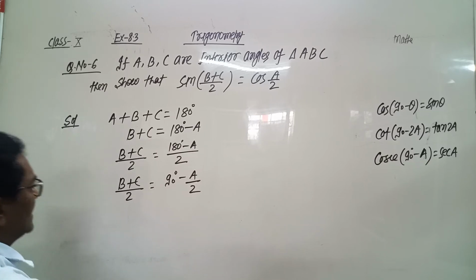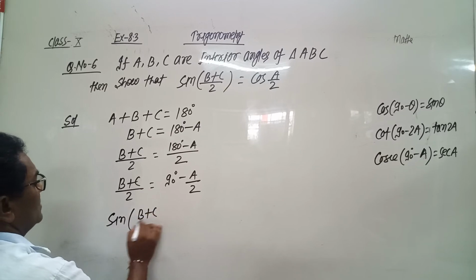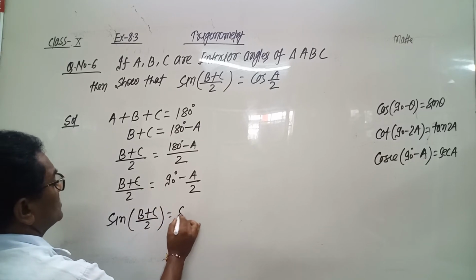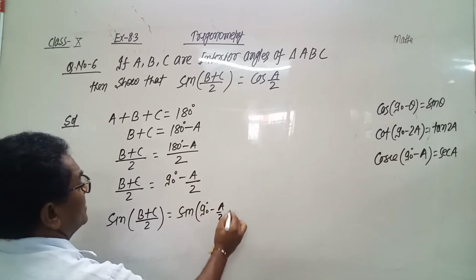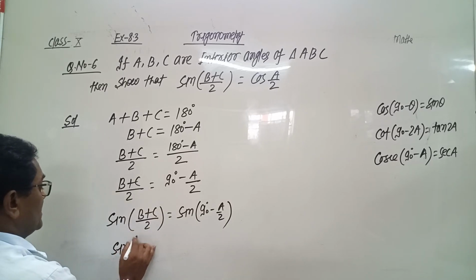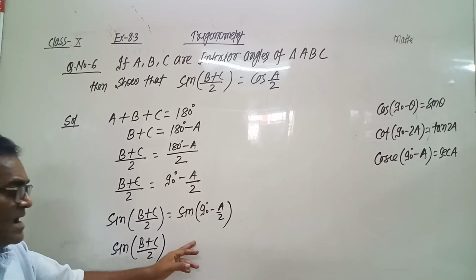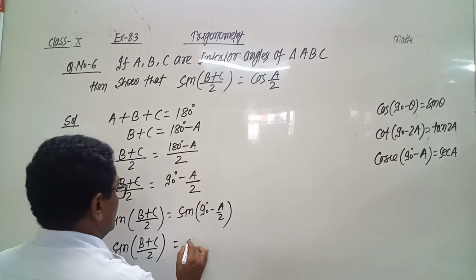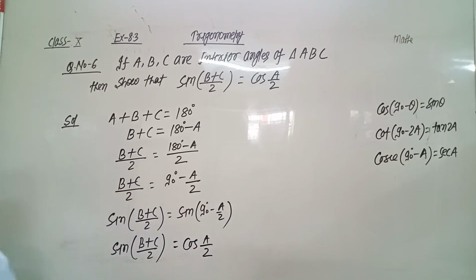Now introduce sine on both sides. So sin (B plus C) by 2 equals sin (90 degree minus A by 2). And this is the formula, sin (90 minus theta) equals cos theta. So we get cos A by 2. So sin (B plus C) by 2 equals cos A by 2.